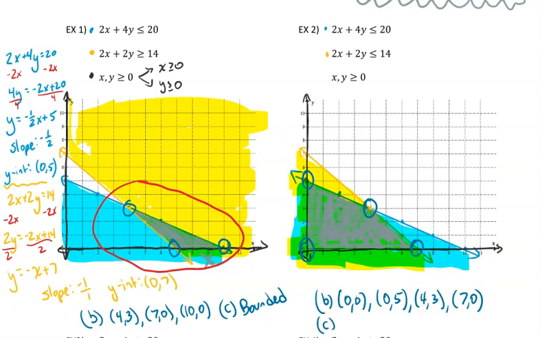For part C, again, to see if it's bounded, just see if you can draw a circle around it. We can, so it is bounded.